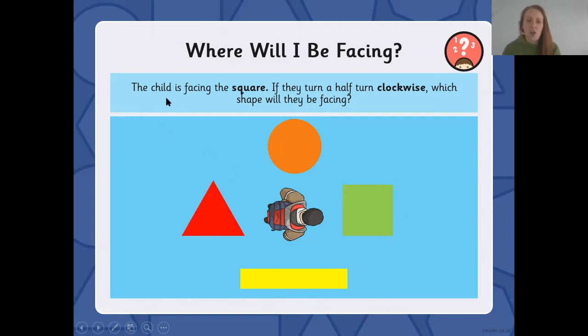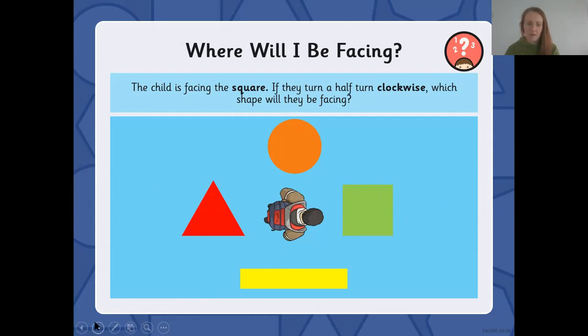Anyway, the child is facing the square. If they turn a half turn, which is 2/4, which shape will they be facing? So this time he's not just moving 1/4, he's turning half, which is 2/4. Which shape will they be facing? We're still going clockwise. Well done if you said the triangle.